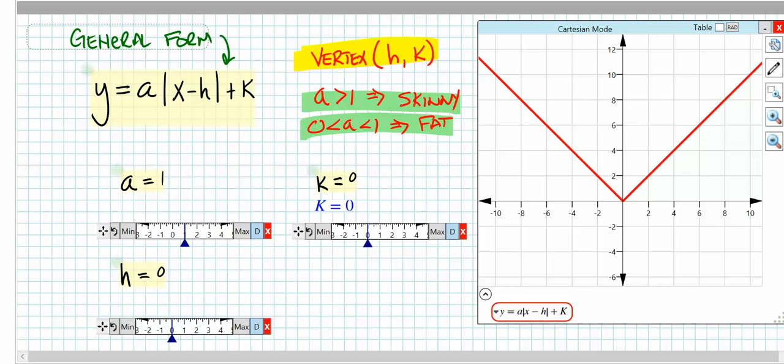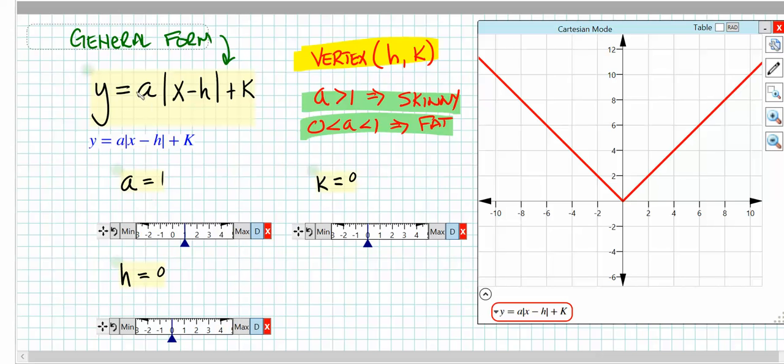And here we go. So here's the general form one. And I have just y equals a times the absolute value of x minus h, and then plus k. The vertex is going to be h comma k. That means the lowest point or the highest point of this, okay? So I have 3 variables: I have a, I have h, and I have k.